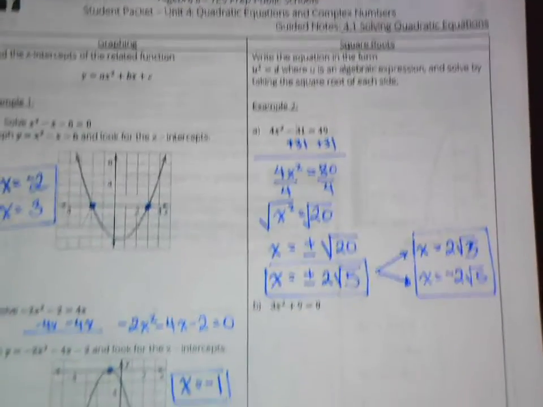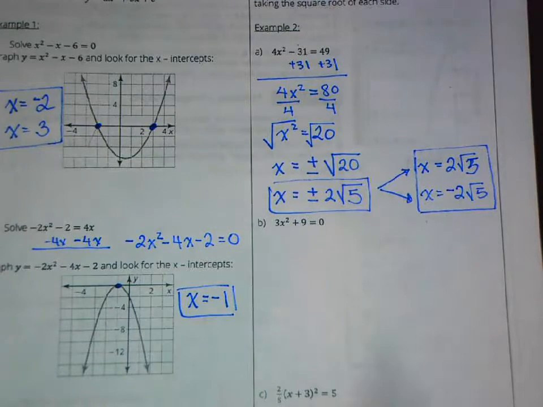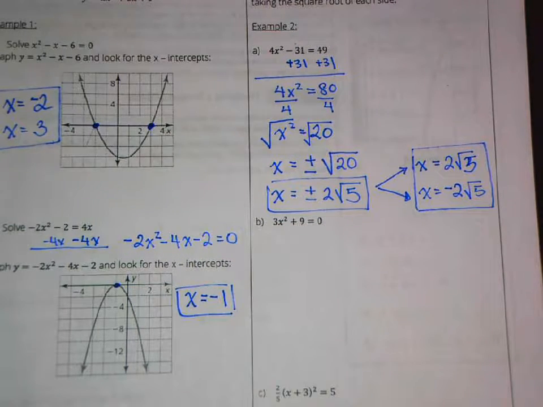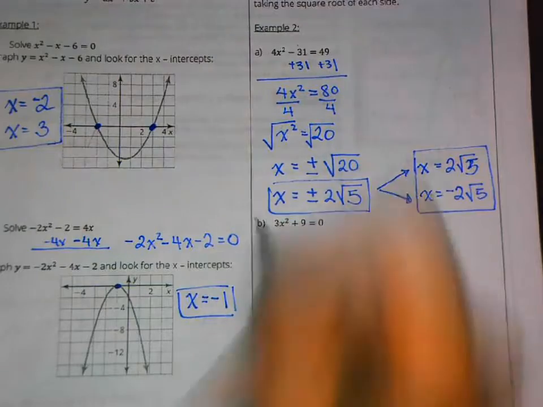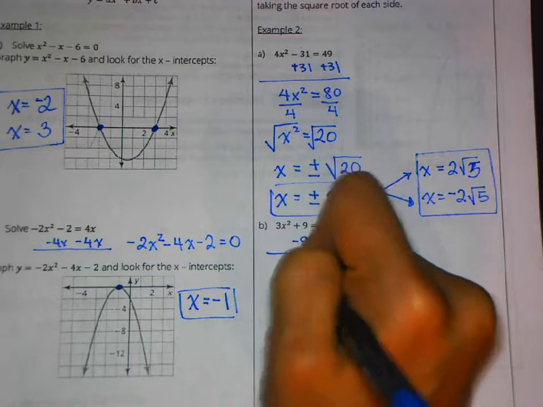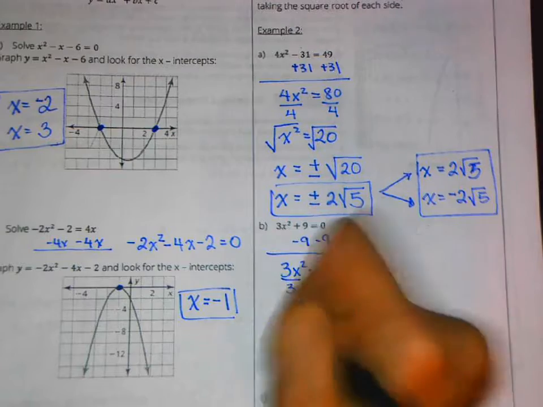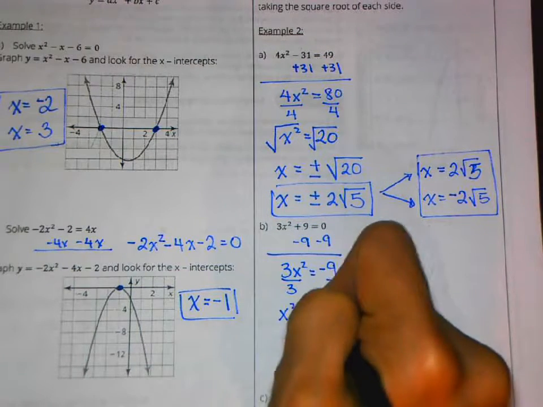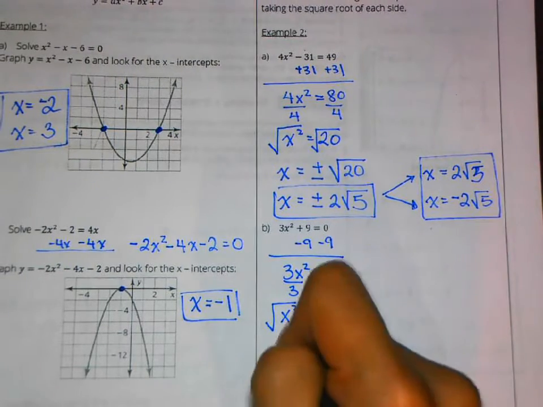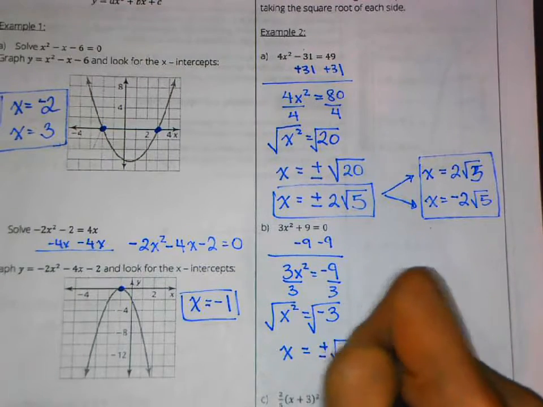Couple more things you might want to take a look at. If you look at this part right here, same thing, there's only one variable. That means I can solve for x like a normal equation. Subtract 9 on both sides. 3x squared equals negative 9. Divide by 3 on both sides. x squared equals negative 3. Take a square root on both sides. x is equal to plus or minus square root of negative 3.